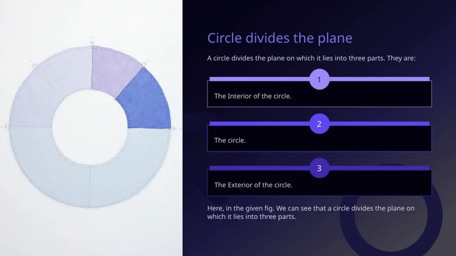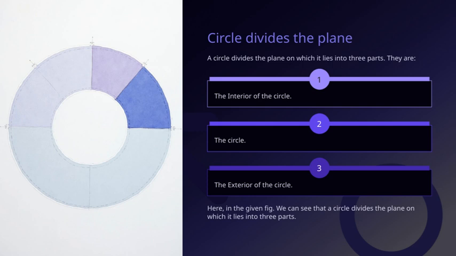Here, in the figure, we can see that a circle divides the plane on which it lies into three distinct parts. The first part is the exterior of the circle, which is everything outside the boundary. The second part is the circle itself, which is the boundary line. And the third part is the interior of the circle, which lies inside the boundary. So essentially, a circle acts like a divider, creating these three regions in the plane.